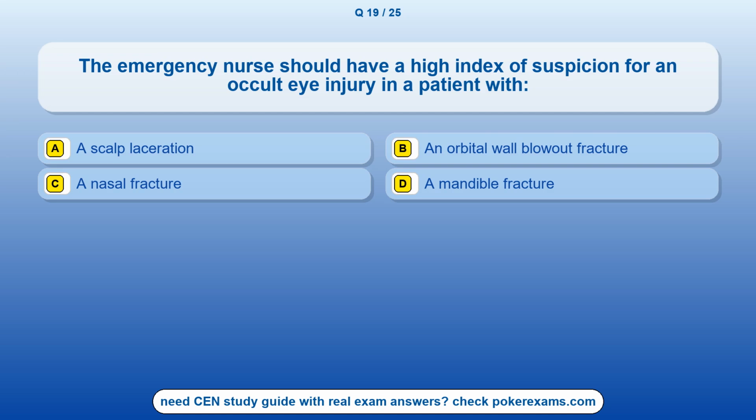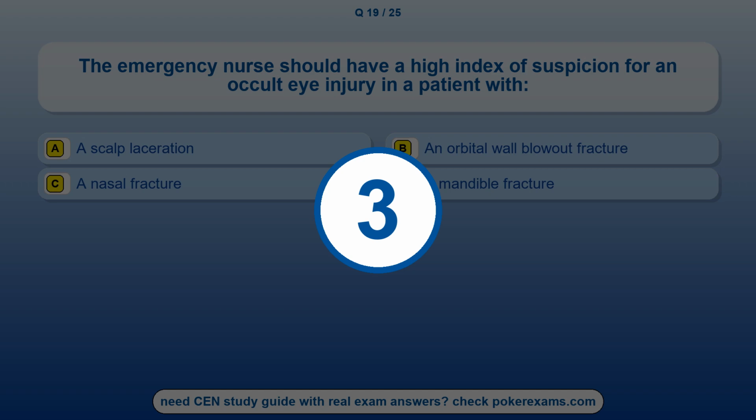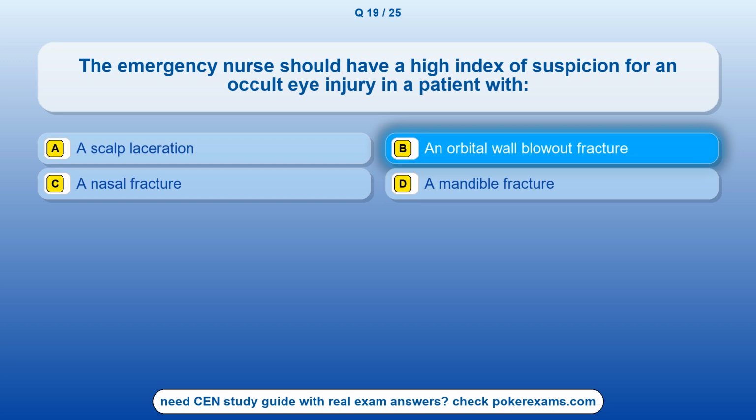Question 19. The emergency nurse should have a high index of suspicion for an occult eye injury in a patient with option A, a scalp laceration, option B, an orbital wall blowout fracture, option C, a nasal fracture, option D, a mandible fracture. The correct answer is option B, an orbital wall blowout fracture.